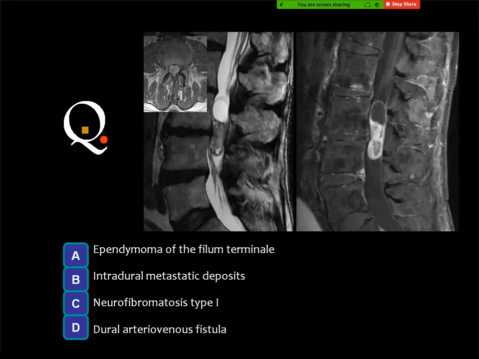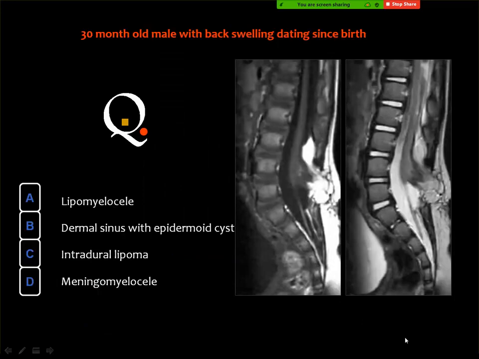Ependymoma. Yes, and this is ependymoma of the filum terminale. It is one of the five possibilities of intradural lesions. Next case.